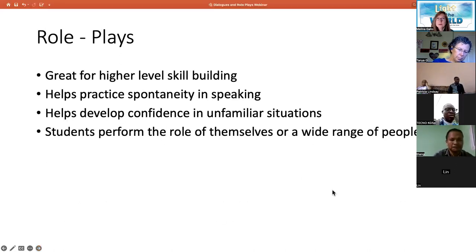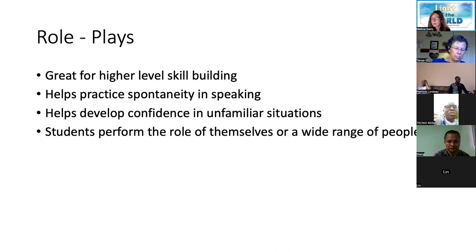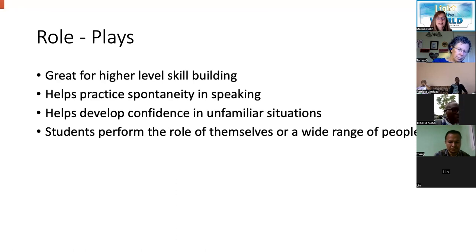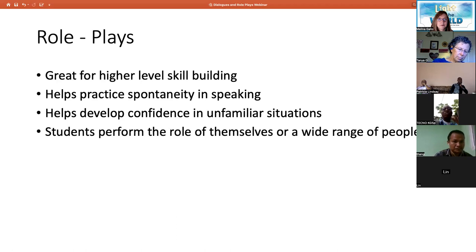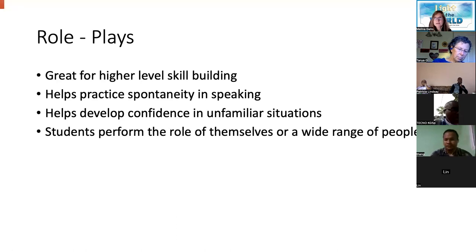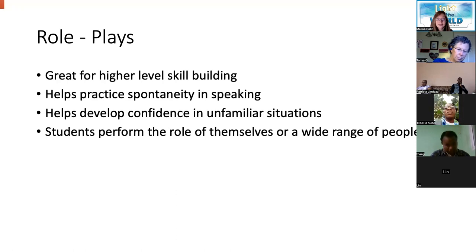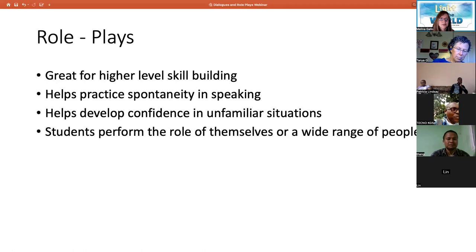Now, role plays are a little bit different than dialogues. They're a little more free form. So instead of having every single word written out, we usually give the students just an outline or a situation, and they have to fill in some of the words on their own. And so these role plays are great for higher level skill building.